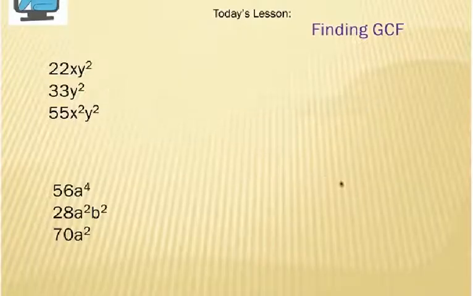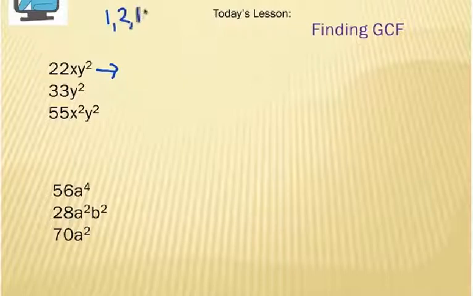Alright, as you can see here, we have three algebraic terms: 22xy squared, 33y squared, and 55x squared y squared. Now the first thing to note is that I need to split up these terms so that I can find a greatest common factor. In a previous video I talked about how to make a list of factors. In this case, for 22 it would be 1, 2, 11, and 22. But then you have the x's and the y's and it gets a little more confusing.